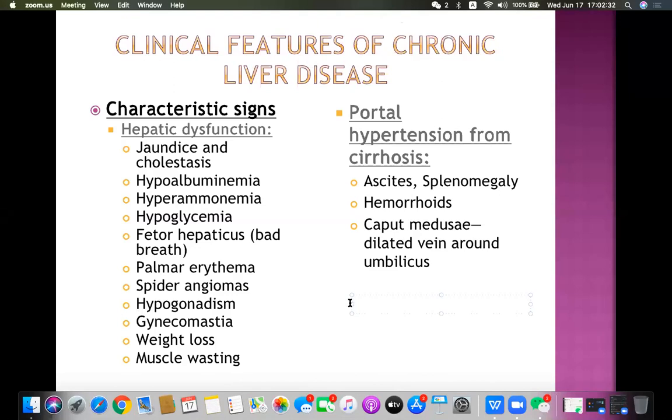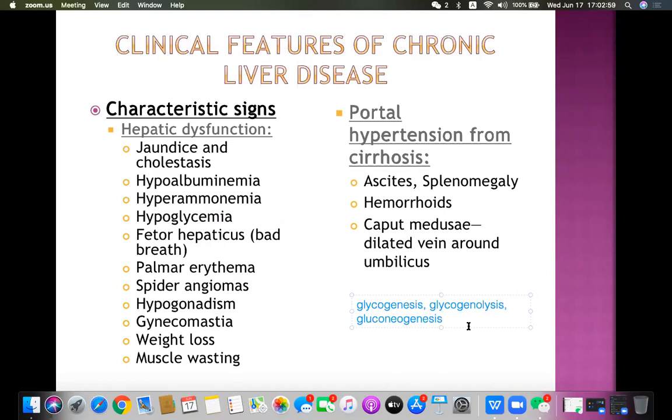You have done that probably in biochemistry, but I'm not sure about it. Glycogenesis, glycogenolysis, and gluconeogenesis.